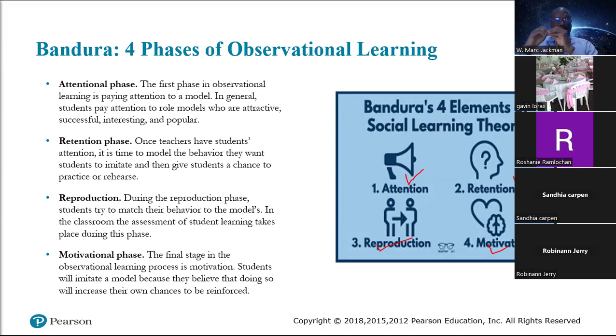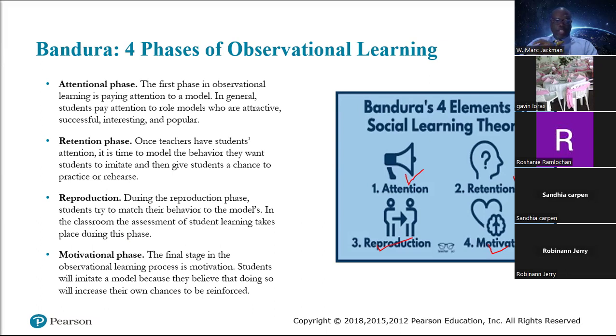So once the teachers have gotten the students' attention, it's time to model the behaviors that they want, and the students will try to imitate that behavior and give the students a chance to practice and rehearse. During the reproduction phase, the students try to match the behavior to the models. In the classroom, the assessment of the students' learning takes place during this phase when they are tested, whether formative or summative assessment. This is where the reproduction phase is assessed.